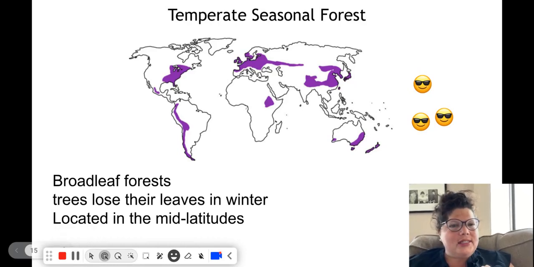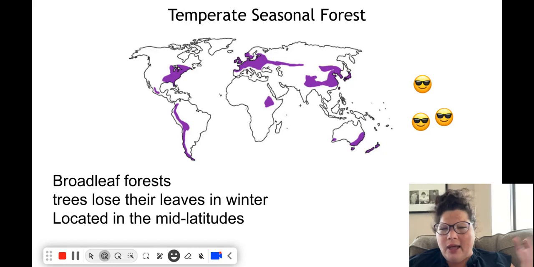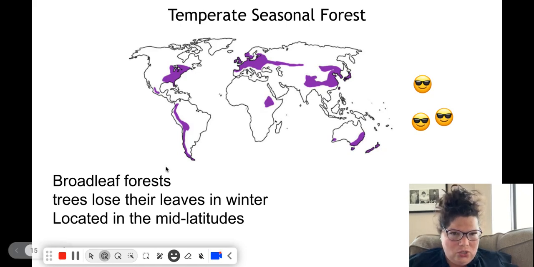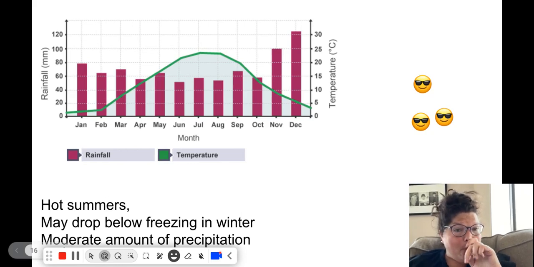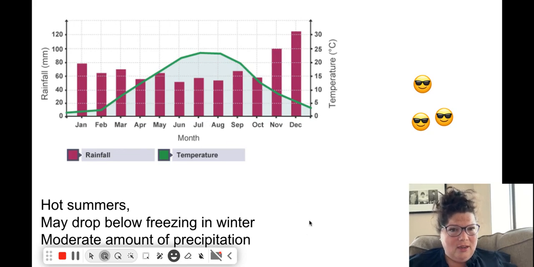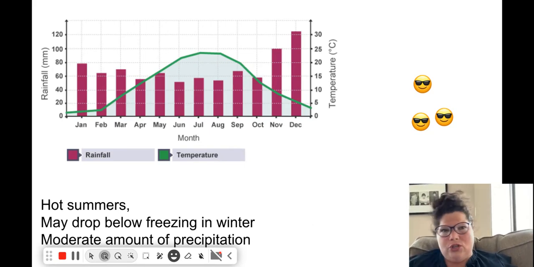Next up, we have the temperate seasonal forest. This is what Korea is. Japan, a lot of China, and a lot of the eastern US. We have trees. Those trees are going to lose their leaves in the winter, and we're located at a lot of the mid-latitudes. Again, I'll let you look at this, but we've got hot summers. We can drop below freezing in the winter, but it's not going to be for a long time period. And there's going to be a nice amount of precipitation to sustain the large amount of trees and bushes and growth.